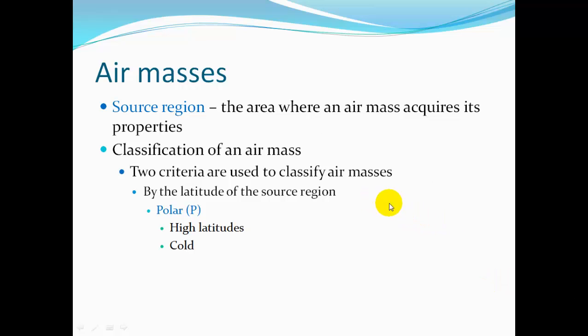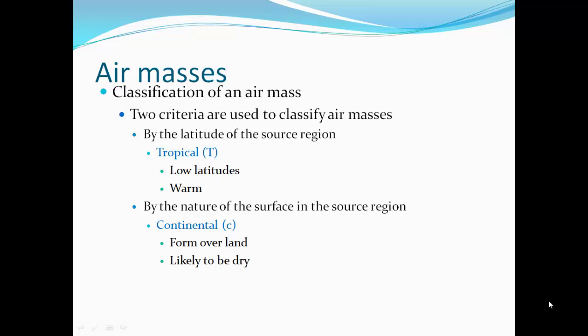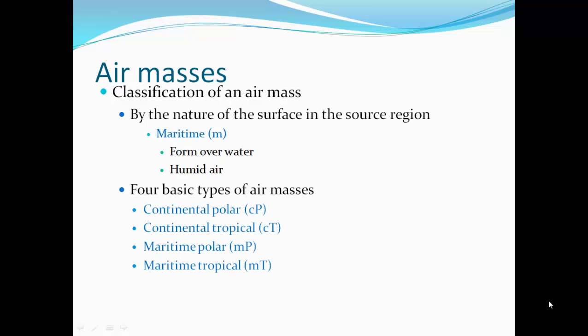Two criteria are used to classify air masses: by the latitude of the source region, so polar, or P, is high latitude, cold. If it's tropical, it's a T, low latitude, warm. If it's continental, C, it forms over land and it's very likely to be dry. Then maritime is an M, and it forms over water, it's humid air.